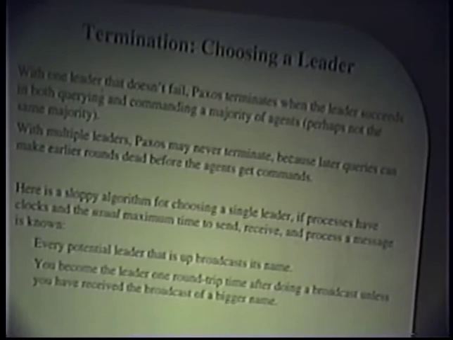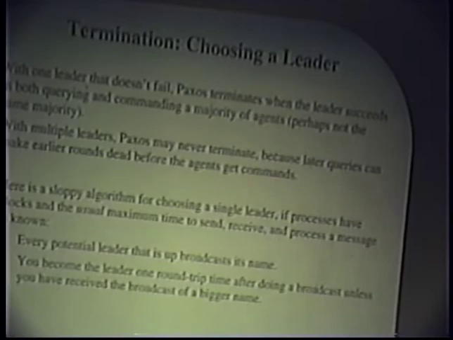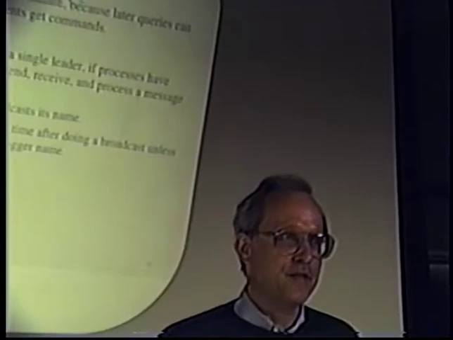And it's pretty easy to find a sloppy algorithm for choosing a leader if it's usually the case that you have some bounds on how much time it takes to send, receive, and process messages. So what's the sloppy algorithm? Mind you, I say usually, these bounds might not always hold. But if they hold most of the time, then we'll be in good shape. If you think you might want to be a leader, you broadcast your identity. And if you don't hear from someone else who's got a bigger name than you do, by the end of this round trip time that is bounded in this way, then you say, okay, I must be the best guy around, I'll become the leader.